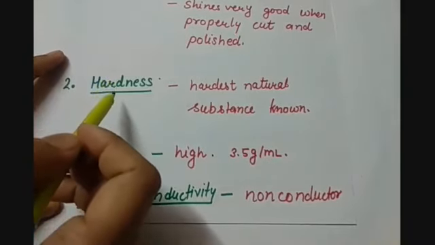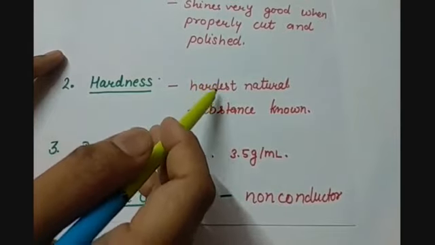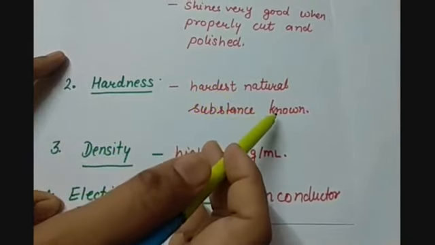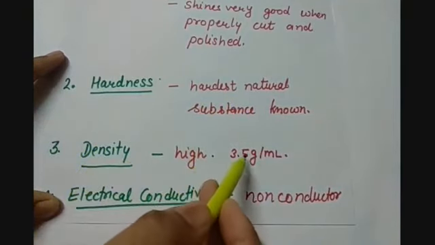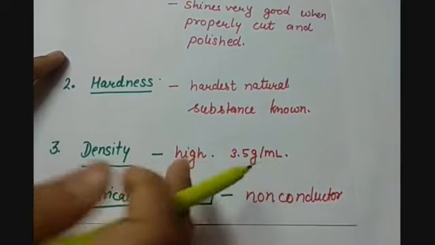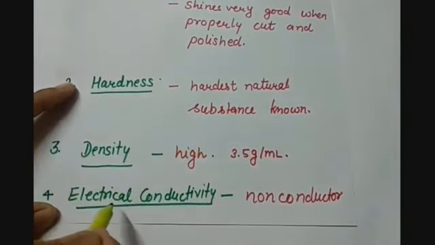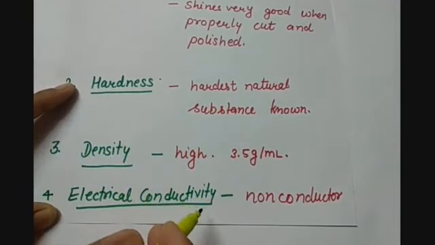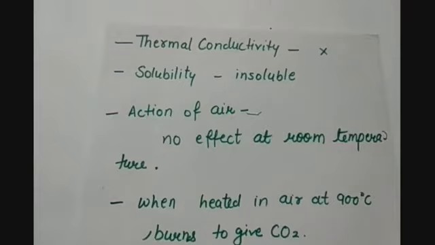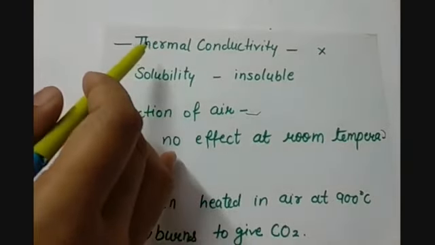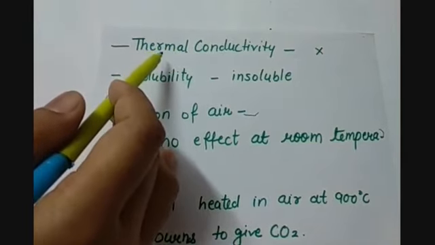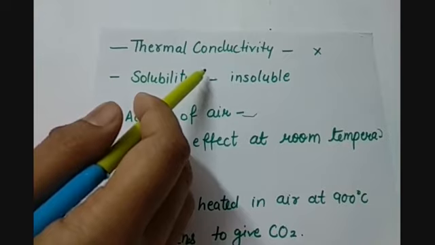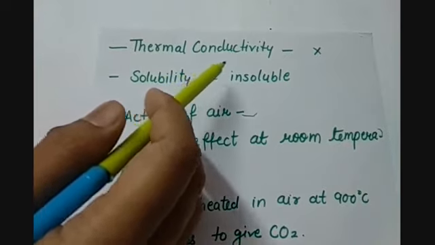When we talk about its hardness, it is the hardest natural substance known till now. Its density is very high, that is 3.5 grams per milliliter. If we talk about its electrical conductivity, it does not conduct electricity at all. It is also not thermally conductive, that means diamond is a non-conductor of heat, and it does not permit heat to pass through it.